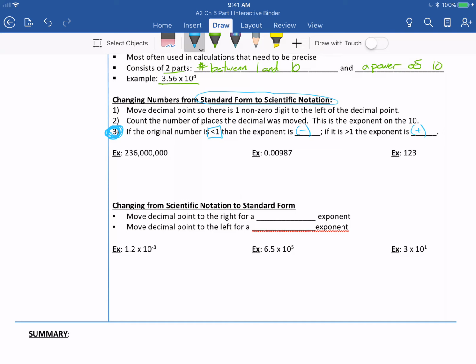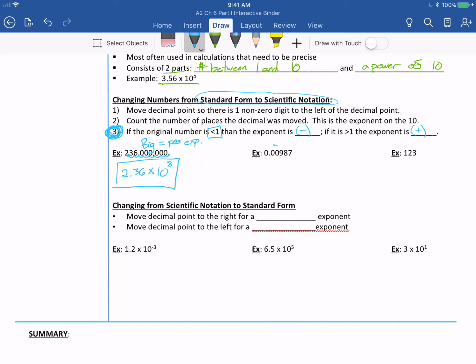Let's look at this. My first number here: I have to move my decimal point from after that last 0 to 1, 2, 3, 4, 5, 6, 7, 8 times, because I need to make that number in between 1 and 10. The only number that's in between 1 and 10 is 2.36 times 10 to the, and now I moved it 8 times, so it is to the 8th power. My original number is a big number, so that equals a positive exponent.